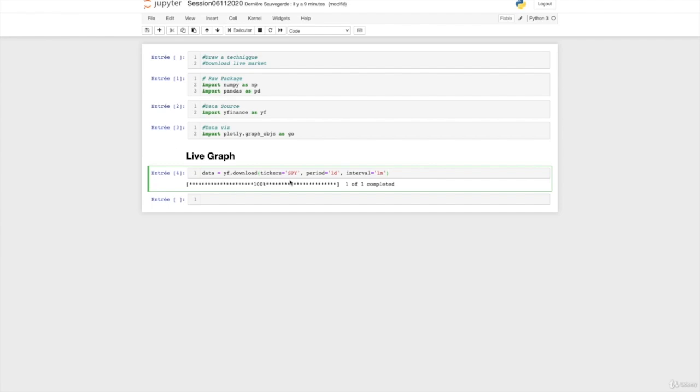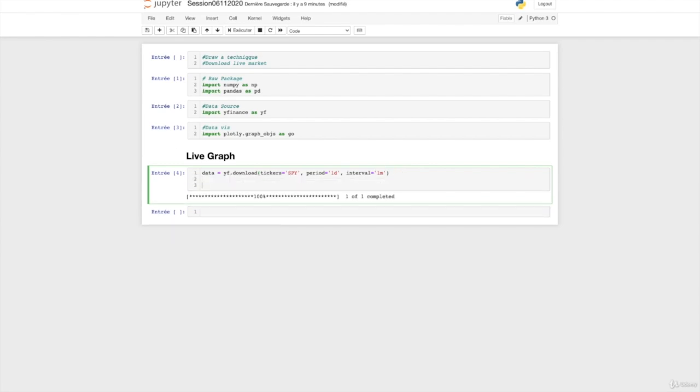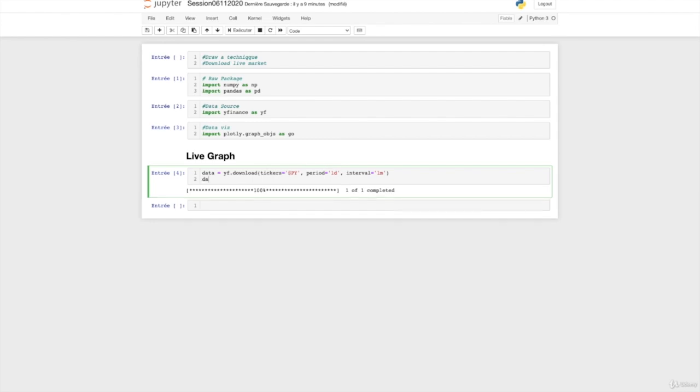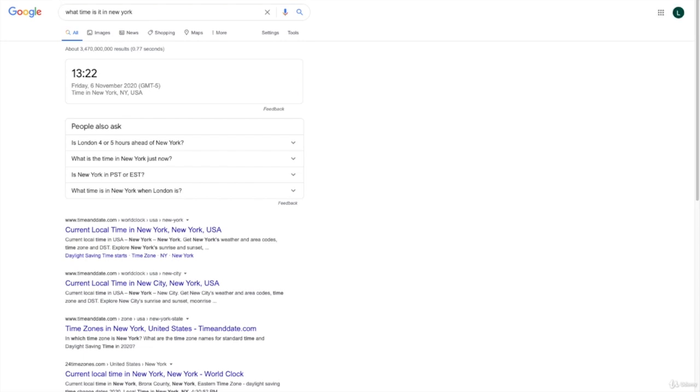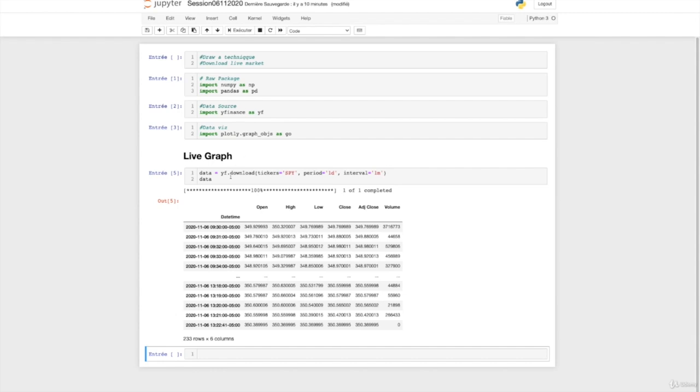Okay guys, let's go. The first thing we're going to have to do is download the S&P data. If you look at it, that's the latest market data. It's 1:22:41, and if you look at the time in New York, it's 1:22. And it's the 6th of November, which means we are 2 days after the US election. Let's see how the market is acting today. Okay, first thing is to download the data.